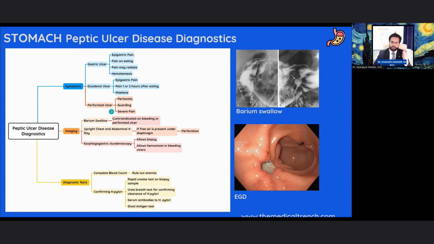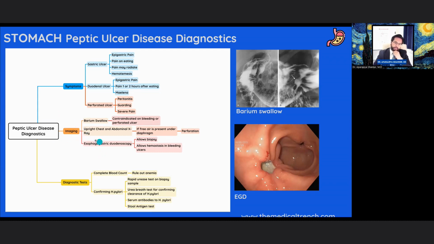If a patient does not have peritonitis, if the patient is not guarding and is not in severe pain, right, then you just go on to the other diagnostics, which is esophagogastroduodenoscopy, right, which allows you to perform hemostasis in bleeding patients, and you do a complete blood count. Now, the purpose of diagnostic tests is essentially just to see if there is anemia in the patient or not. You can do a test for confirming H. pylori, but when you have an ulcer, you can just assume that this patient is H. pylori positive, right?